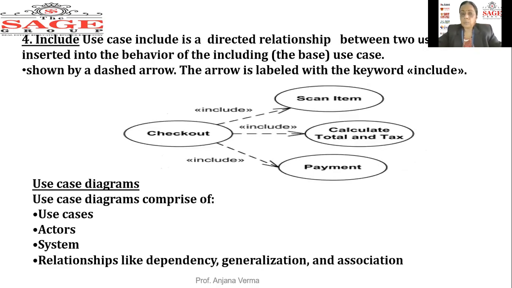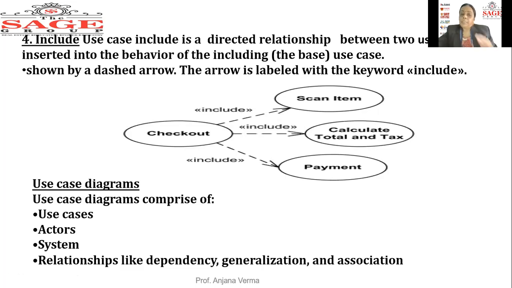Now next is the include, which is also a directed relationship, pointed from the use case to the included use case, meaning without these included use cases you cannot complete the main use case. Here the main use case is checkout, which includes scanning the item, how many items are purchased, calculating the total of those items, and after that payment. When you complete these three things, then you can say the checkout is done.